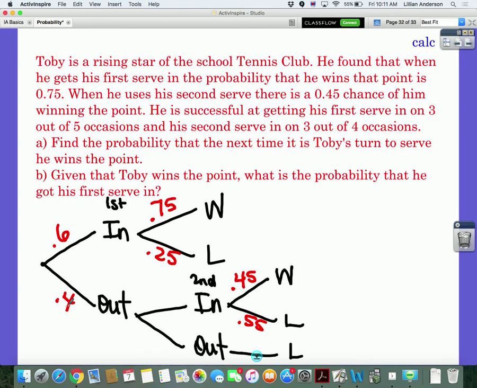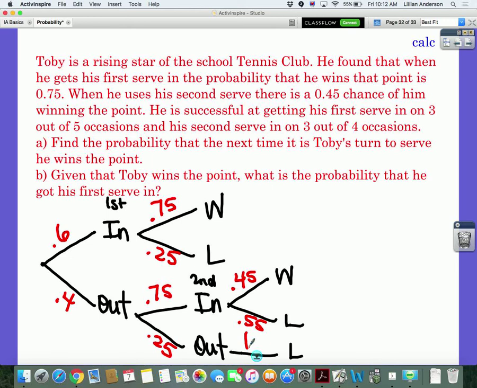And then it says, and his second serve in on 3 out of 4 occasions. So then that means 0.75 and then 0.25. What's going to be on that last branch over here? 1. Because if he serves it out both times, he loses the point 100% of the time. There's no, oh, the ball boy tripped inside the middle of the court as he was serving. It's none of that. He loses the point 100% of the time. And there's the tree diagram for this particular situation.